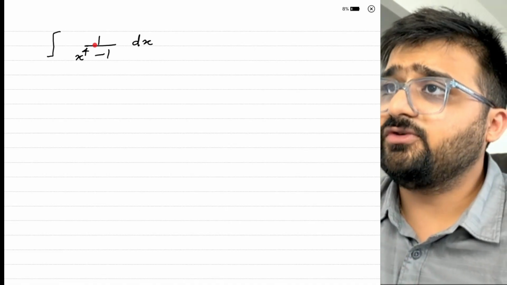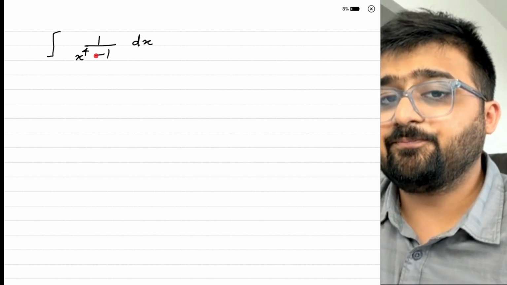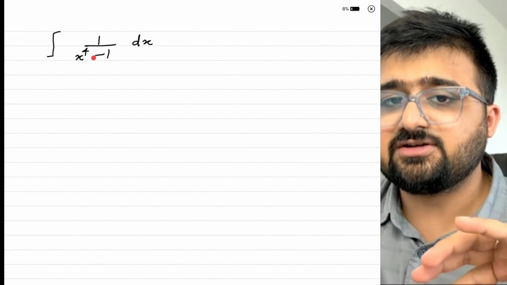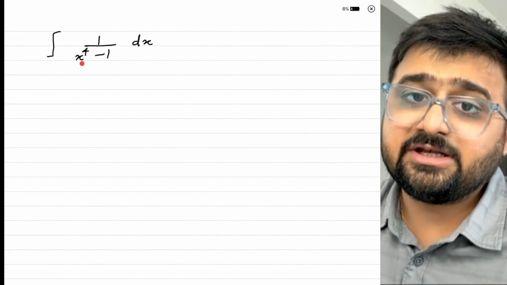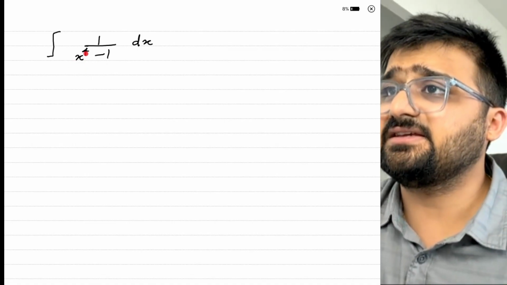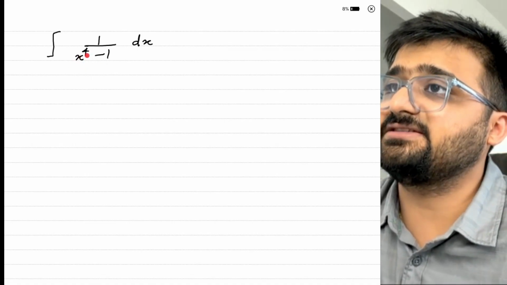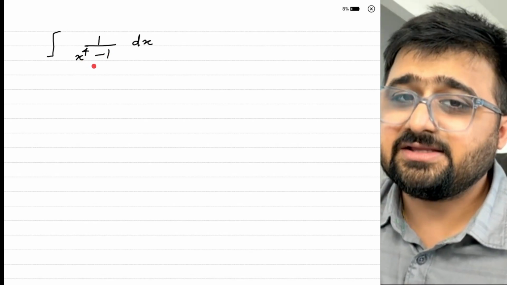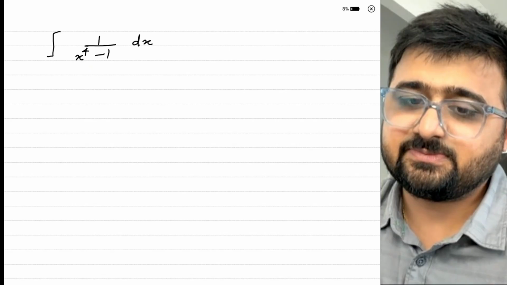In this case, the power of the numerator is less than the power of the denominator. So it could be partial fractions. The thing that confirms whether it's a partial fraction or not is whether the denominator is in factors or is factorizable. In this case, can you factorize this x raised to 4 minus 1? I think you can. If you are able to factorize it, then definitely it is a partial fractions problem.